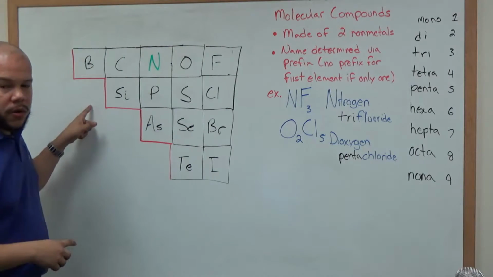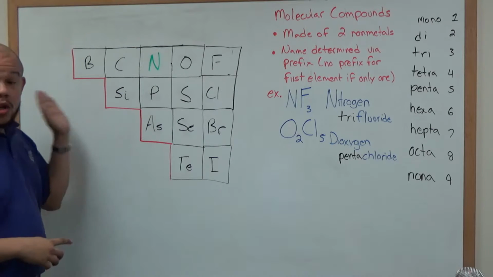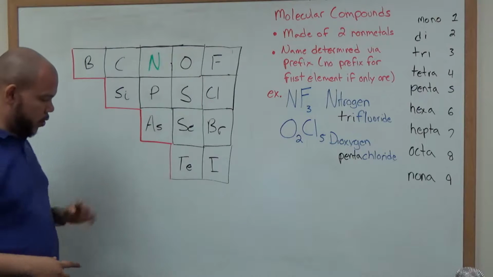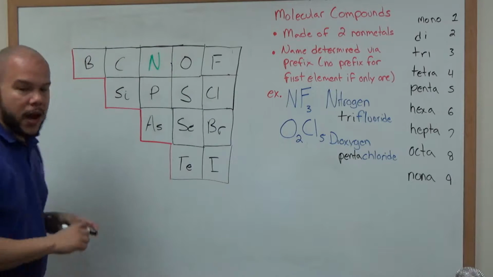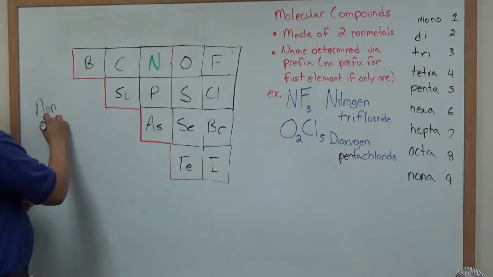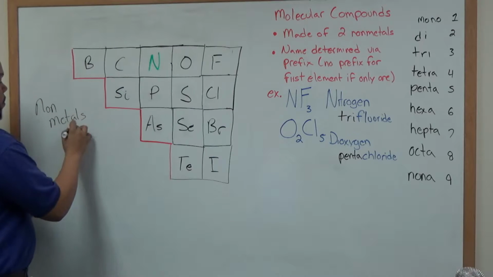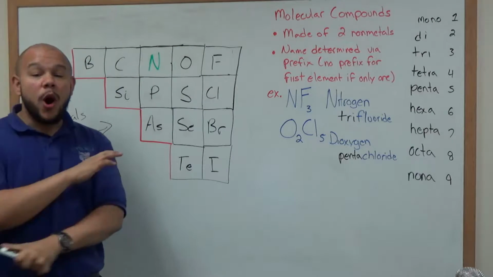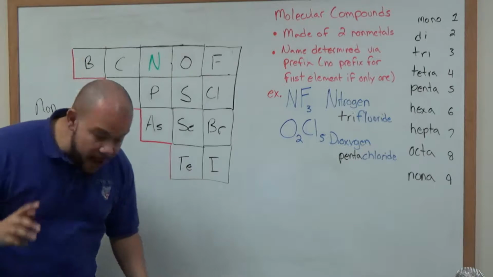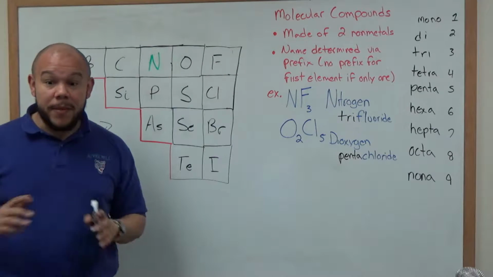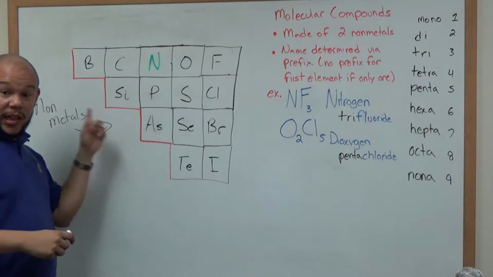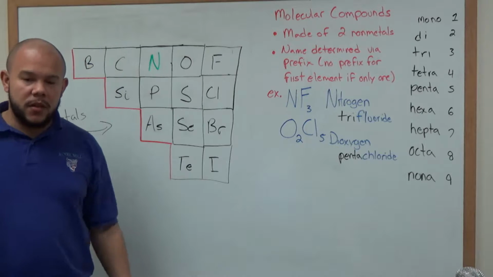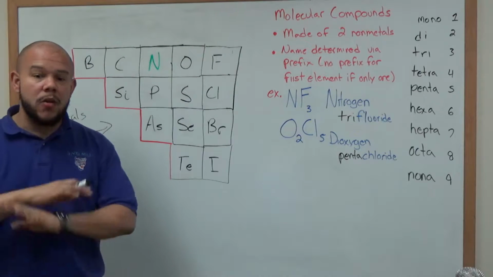What I have written for you here is the periodic table to the right of the stair-step line. We're talking only nonmetals, right? All of these are nonmetals. So that's important because when we're talking molecular compounds, we're only talking nonmetals. If you see a metal in the compound, meaning if you see anything that is to the left of the metalloids, then it is an ionic compound exclusively for the purposes of this class. It's always going to be ionic. If you see a metal, ionic.